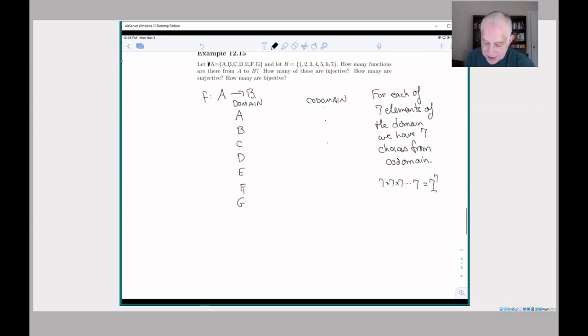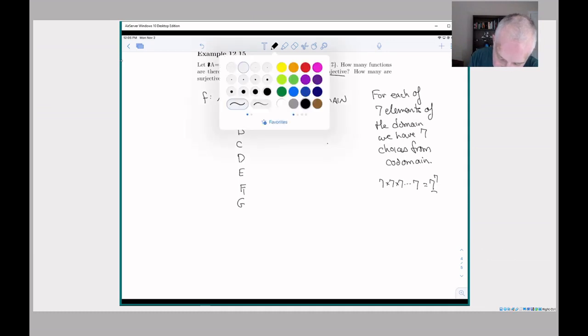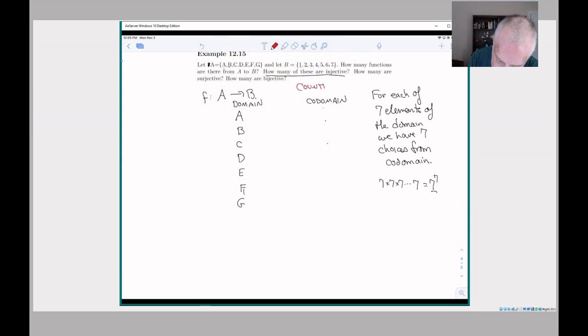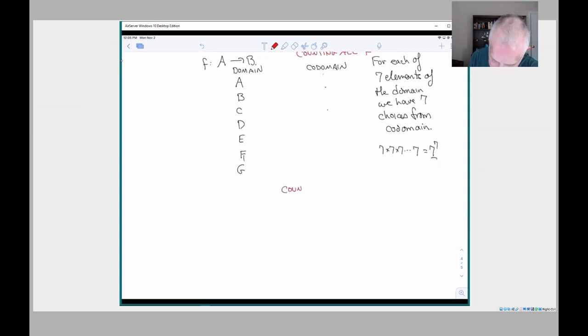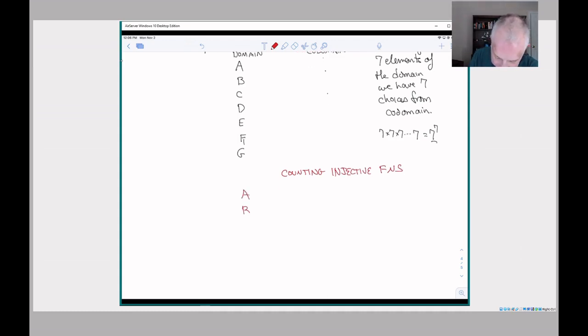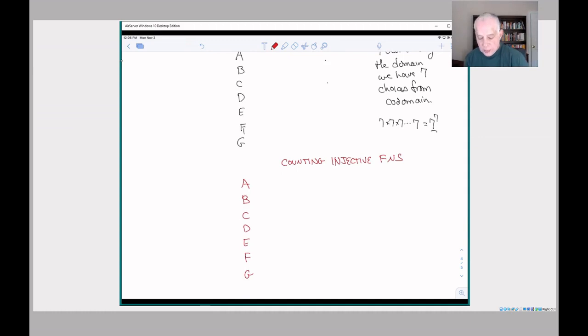But now things get a little bit more interesting. How many of these functions are injective? So here we're just counting all functions. Now let's try to count injective functions. So again, we have the elements of the domain, and again, we have choices for what we're going to put as the value. But if it's injective, what that means is, let's say we put a 1, just for the sake of argument, in position A. Well, we can never use 1 again, right?